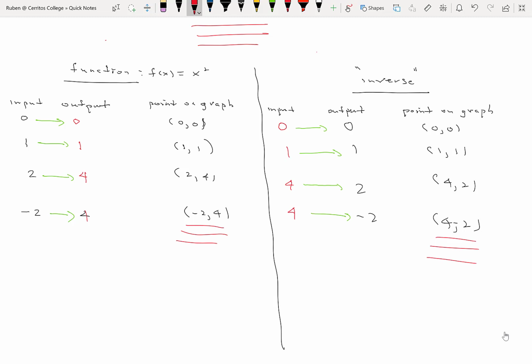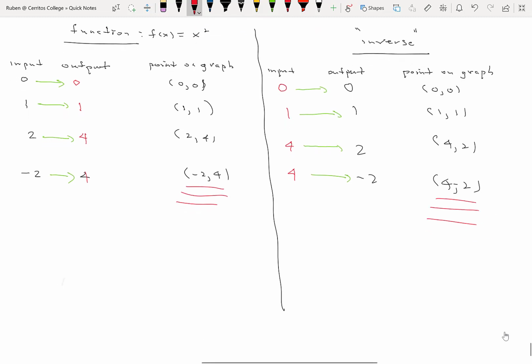You very likely memorized in algebra when you studied this the first time, is that if you want an inverse, all you got to do is switch x's and y's. The point -2, 4 is on the function, so the point 4, -2 is on the inverse. The function takes -2, turns it into 4. The inverse turns 4 back into -2. Okay, so enough of that.